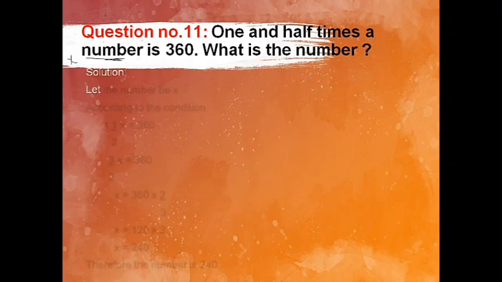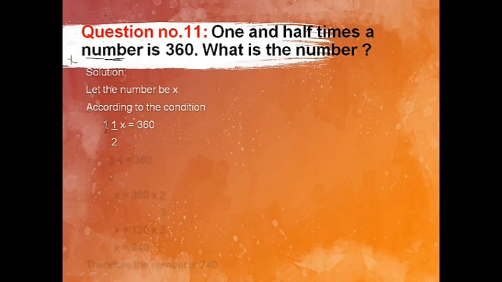So the solution, let the number be x. Then according to the condition of the question, what is given? The condition, that is 1.5 times a number is 360. So 1.5 of a number means 1.5 of x equals 360. So this is the equation, that is 1.5 of x equals 360. Now we have to simplify it and then we have to find out the value of x.